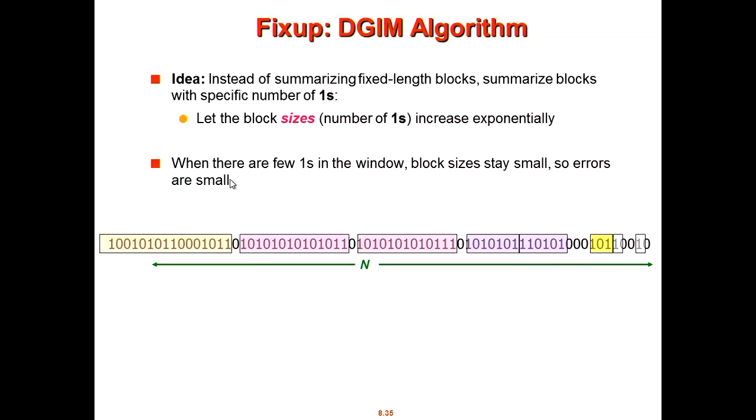So we sum up all the fixed parts. We know exactly how many ones from here to here. And for the unknown part, we only know that there is some number of ones in that bucket. For that bucket, some ones are in the window, some ones are not in the window. And we only add half of the ones in that bucket to the final solution. According to the analysis, this approximate answer can have at most 50% error. And so that's for the query processing.